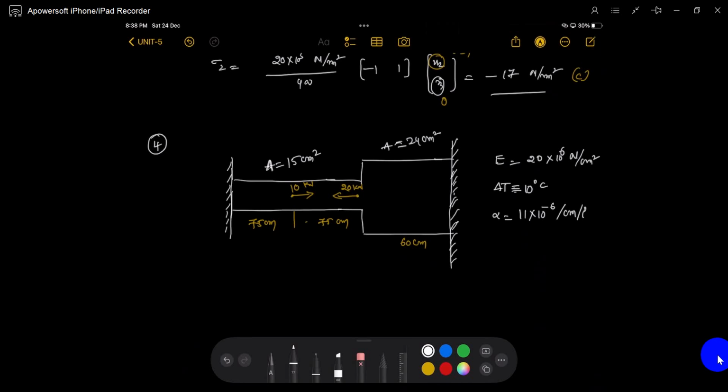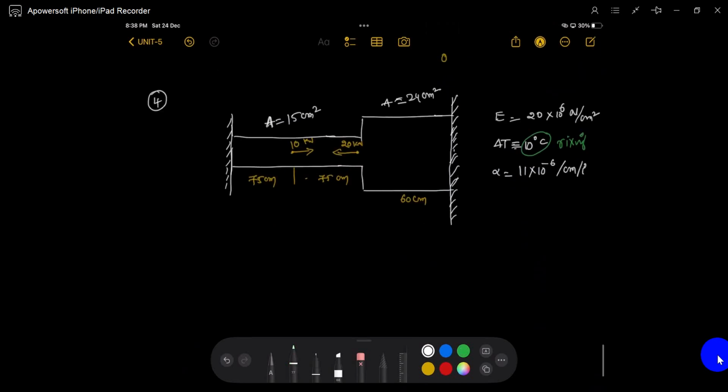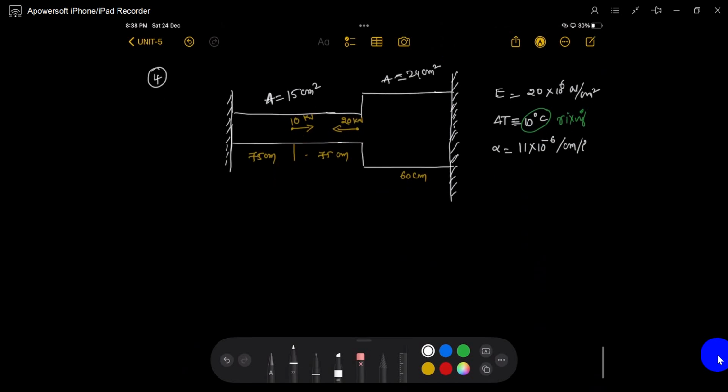This force is also acting on the element, and the temperature also rises. So we will include forces and temperature. We will do a problem with only temperature stresses, but we already did forces also, so we will include both. Once again, analyze the axial element.